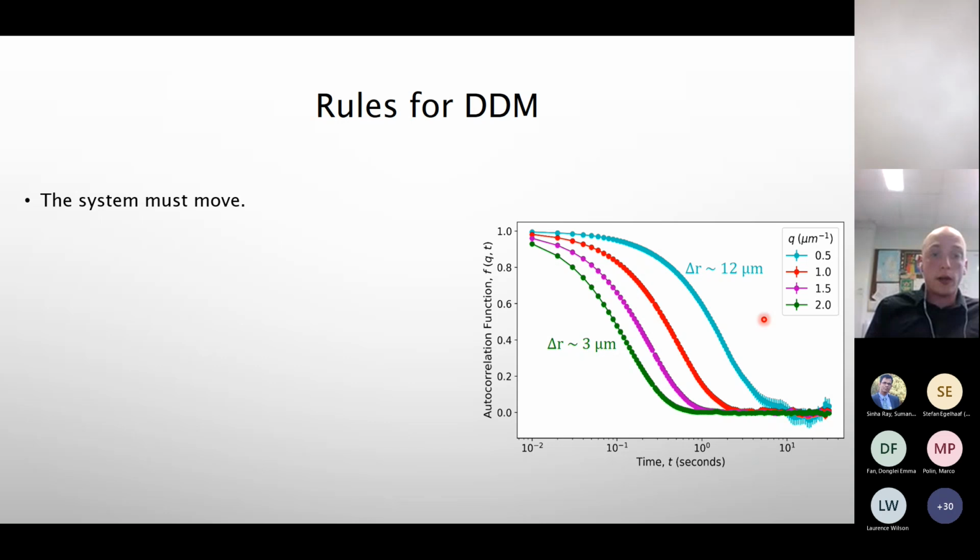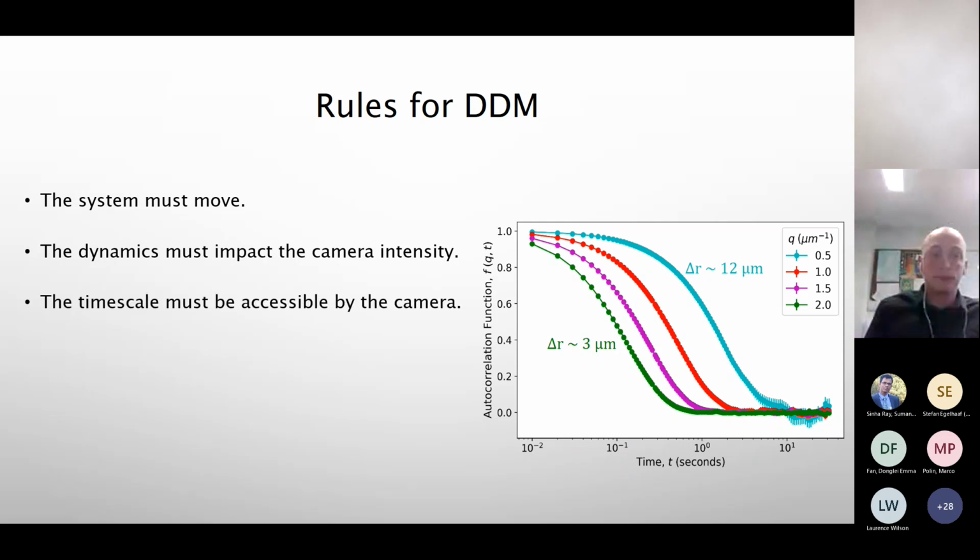So it's all about capturing the curve that I've been talking to you about before, which means that the system must move. To measure dynamics, there must be dynamics. These dynamics must impact the camera intensity. So for example, if you just record a liquid crystal with no polarizers, you get no impact, you don't see the signal. But with polarizers, you can. The time scale of the decay must be accessible by the camera. So you're stuck at looking at images of a size you can record. If your decay happens over nanoseconds, you're not going to capture it at 100 frames a second on a camera.